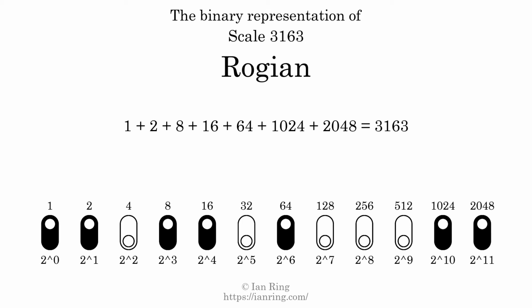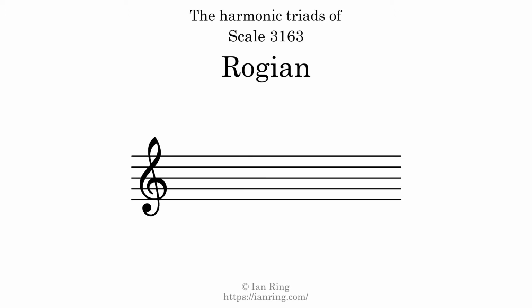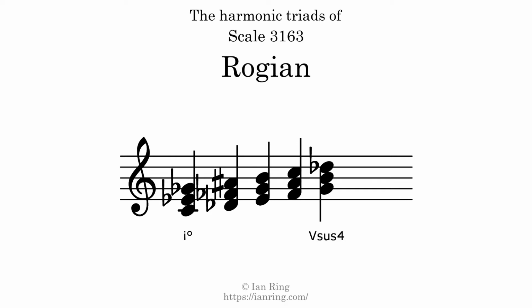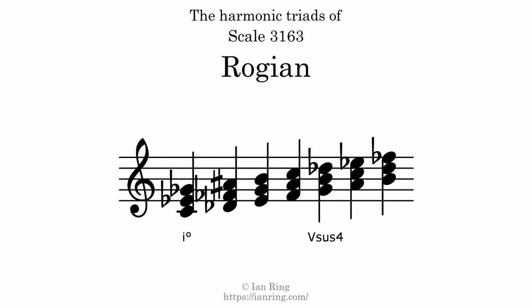3163. The scale number not only enumerates the scale with a unique index, but it also literally describes the tonal content of the scale. Represented as a binary number in base 2, the scale number is 110010111011. Here are the harmonic triads present in this scale. Diminished, unnamed, unnamed, unnamed, sus4, unnamed, unnamed.